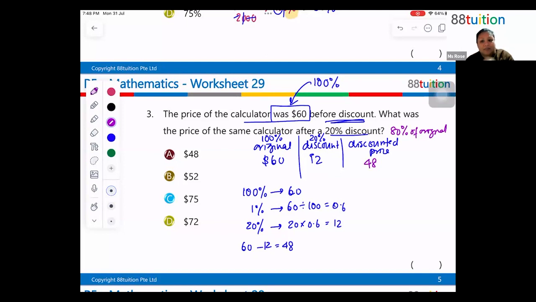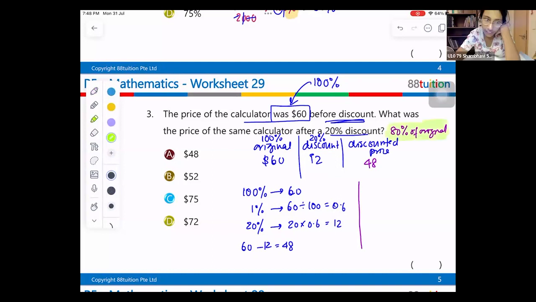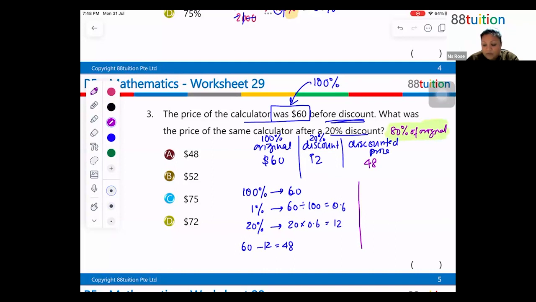Now, alternatively, yes, you can also find, you don't need to find 20%. Alternatively, you straight away find how much. Who can tell me besides 20%, what else can I find? 80%. Yes. You can actually find 80%.